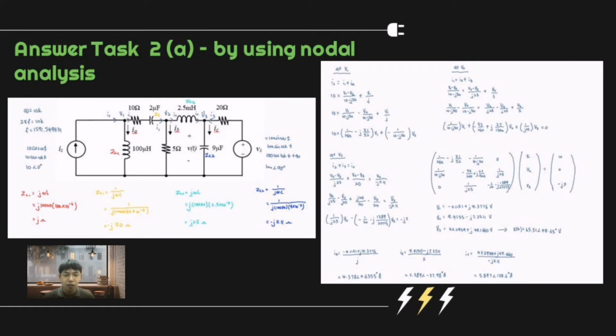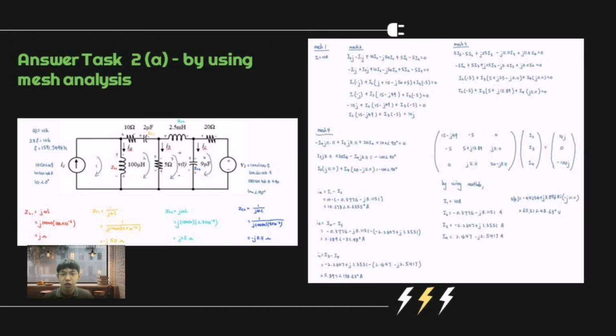Since we already have the values of V1, V2, and V3, in order to get the IA, IB, and IC values, we use the V1 value divided by ZL1, which is j ohms. For the IB value, we use V2 divided by the 5 ohms, and for IC, we take the V3 value and divide it by the impedance, which is negative j11.11 ohms, to get all 3 values of IA, IB, and IC, as well as the VT. And then we use the mesh analysis.